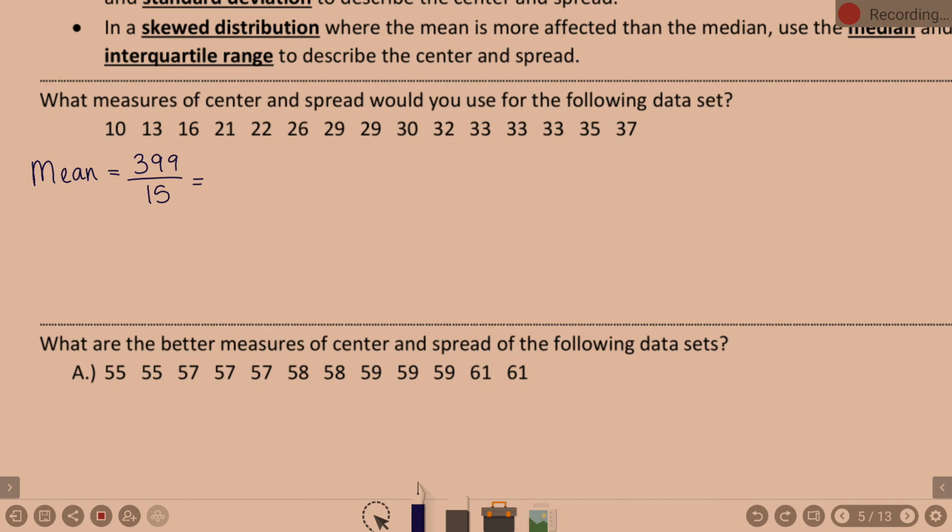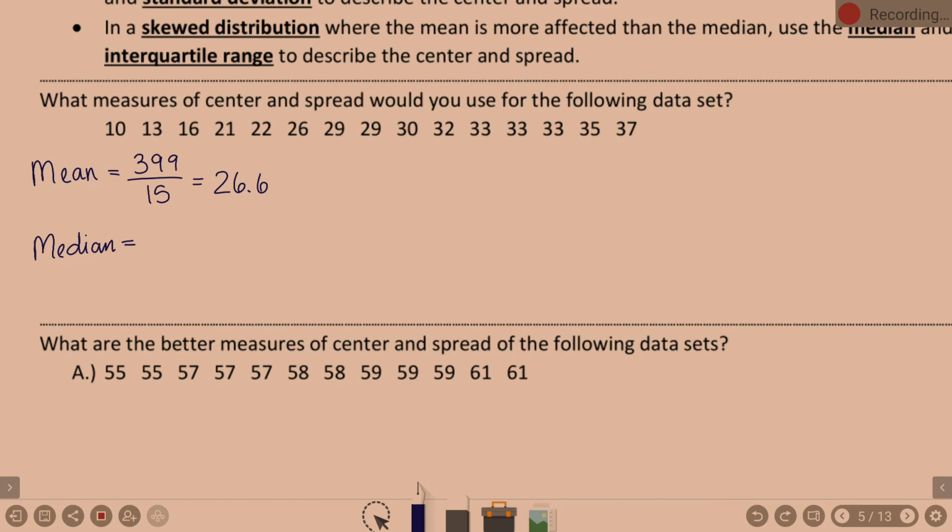What do you guys get? Is it 26.6 even? Okay. I didn't know if I had a rounded answer here or what I have on my paper. There's your mean. Good deal. What about median? 29. And how do we know that's 29?